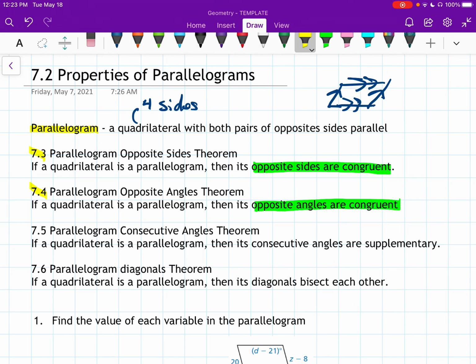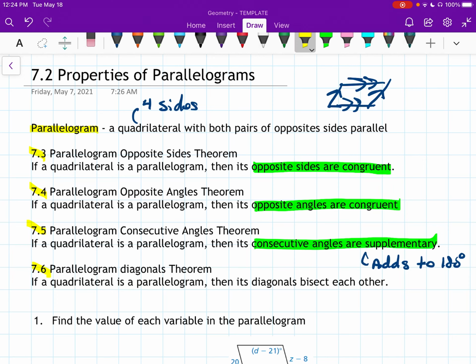7.5, parallelogram consecutive angles theorem. And what does consecutive mean? Consecutive means next to, right? So the parallelogram consecutive angles theorem says if a quadrilateral is a parallelogram, then its consecutive angles are supplementary. And supplementary means adds to 180 degrees.